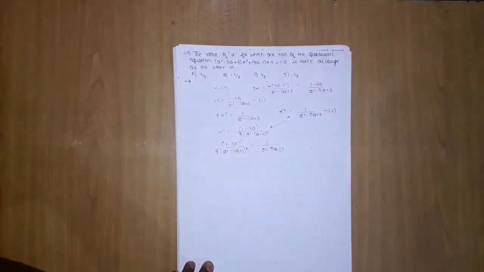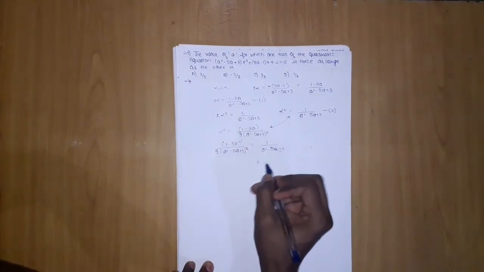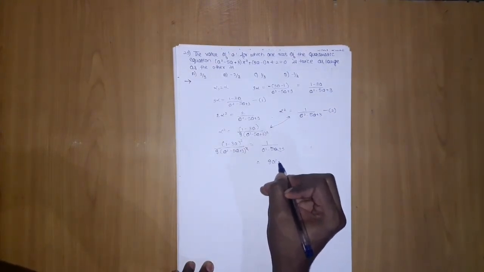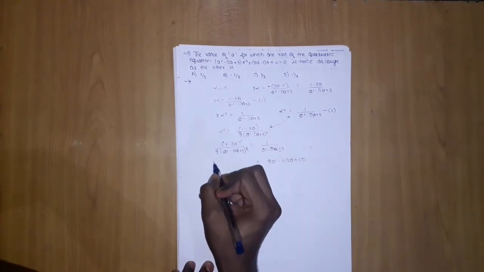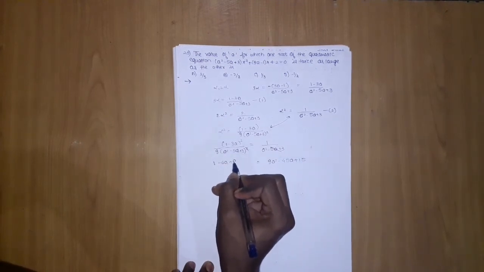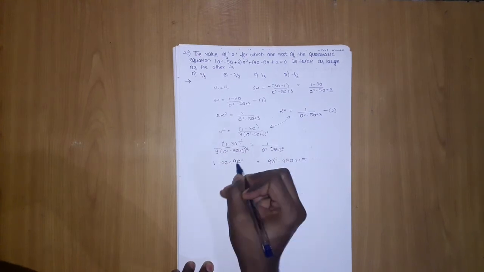These two will cancel out. Okay, making it 9a square minus 45a plus 15 and making it as 6a plus 9a square. These two terms will cancel out.